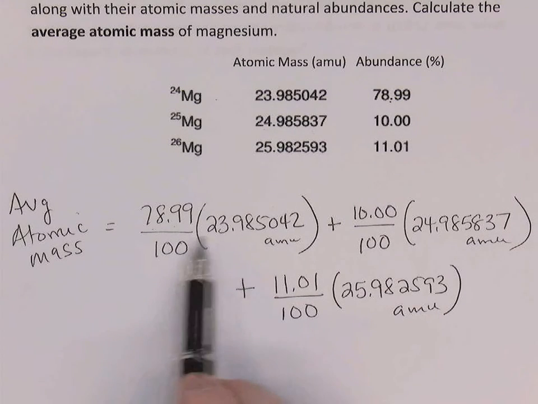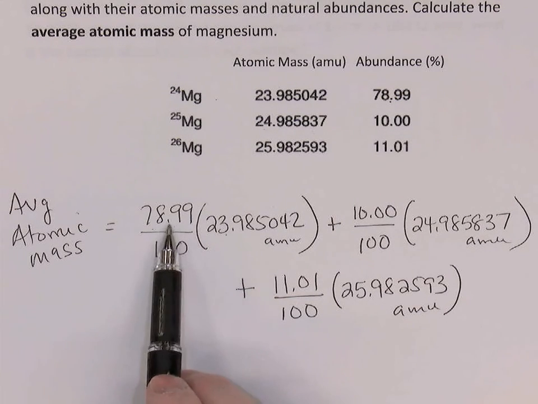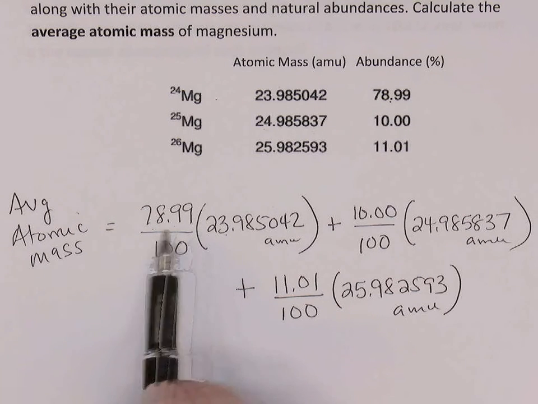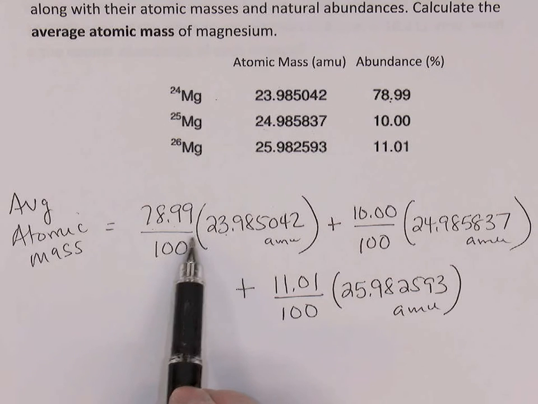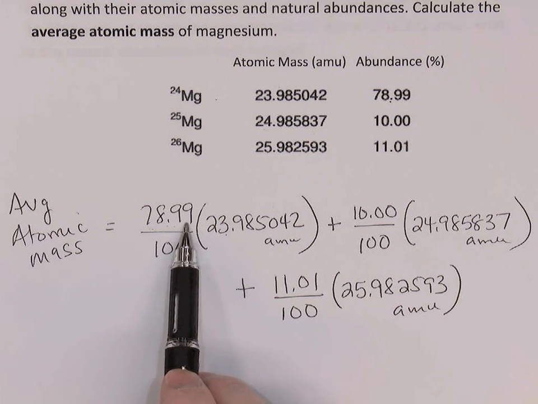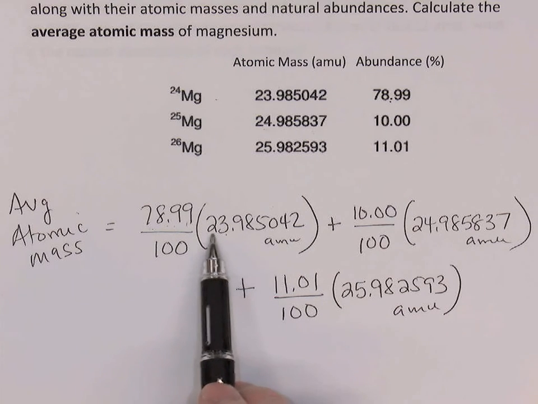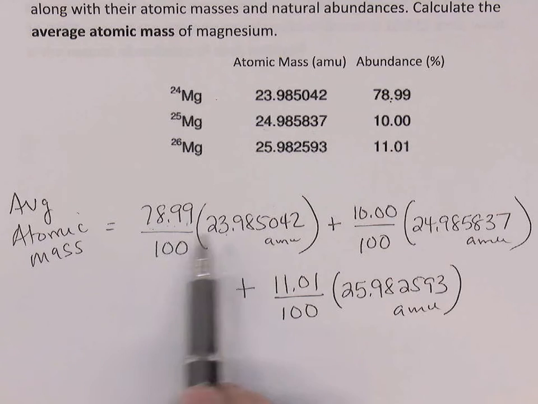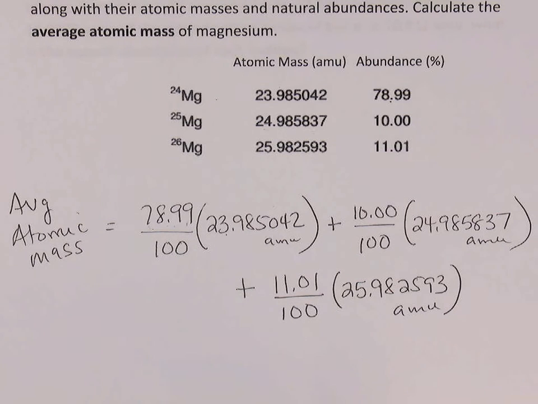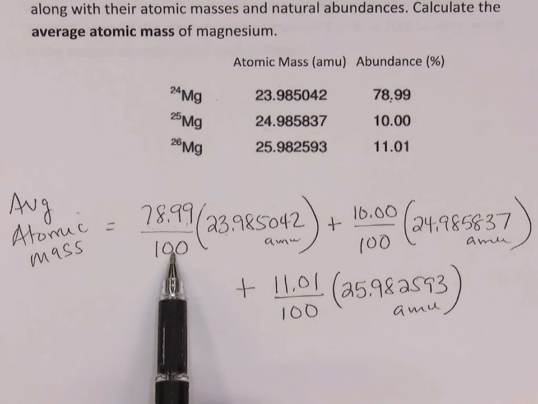When we multiply numbers like this, we remember there's a rule that says that the answer of a multiplication has to have the same number of significant digits as the number in the multiplication that had the fewest. So since 78.99 has 4 significant digits, and the mass had many more than that, we're going to round off this answer to just 4 significant digits. Remember that 100 in a percent is an exact number. It's not a measurement, so we wouldn't round off to 3 sig figs based on that, because this number is pure. It's considered to have infinite significant digits.